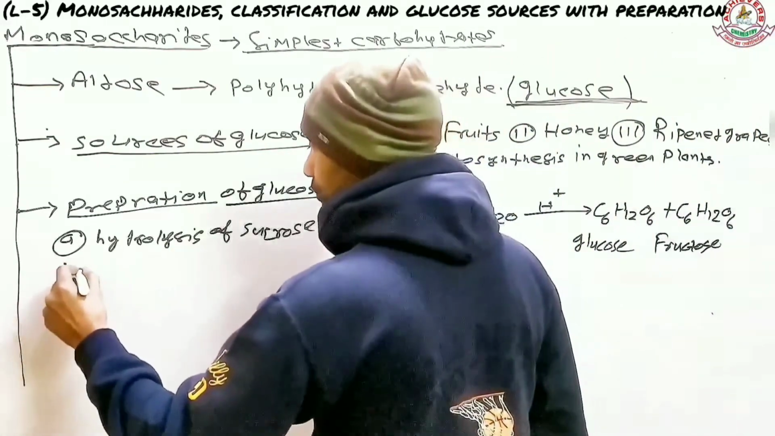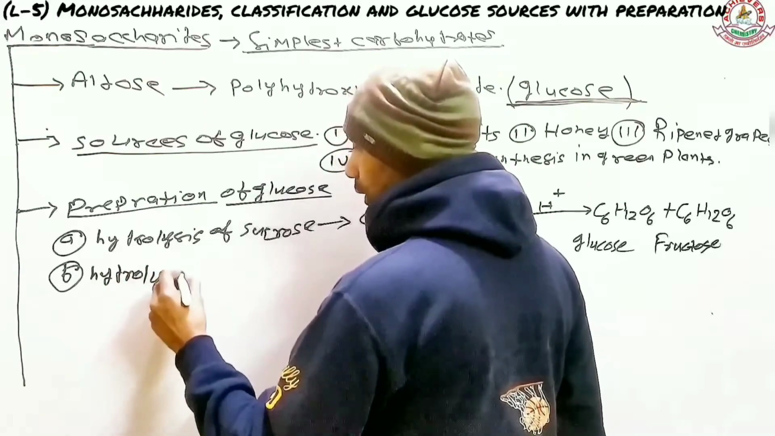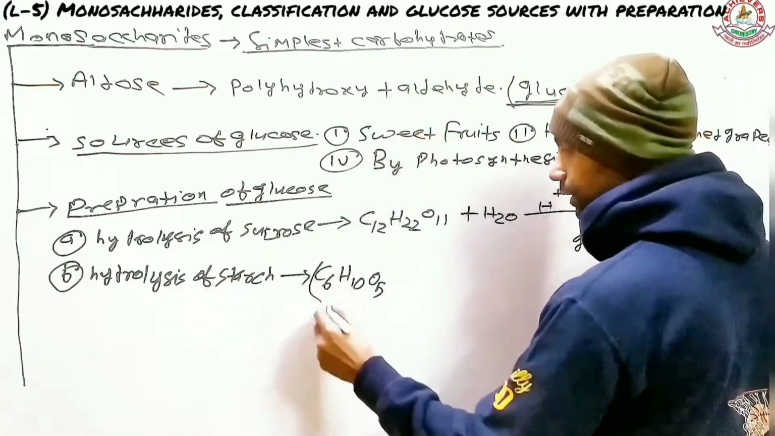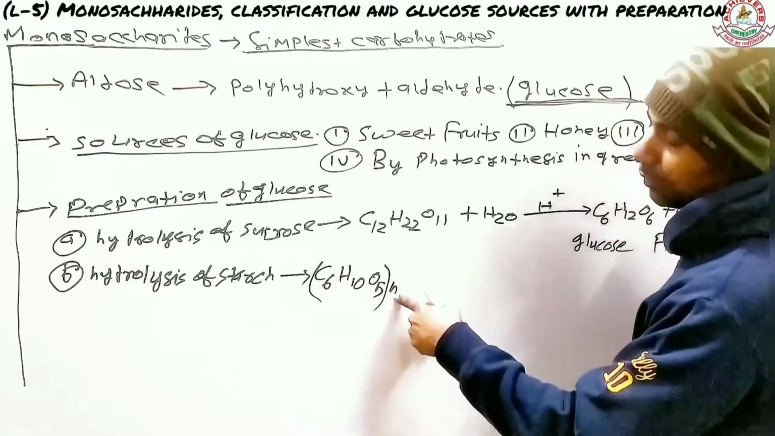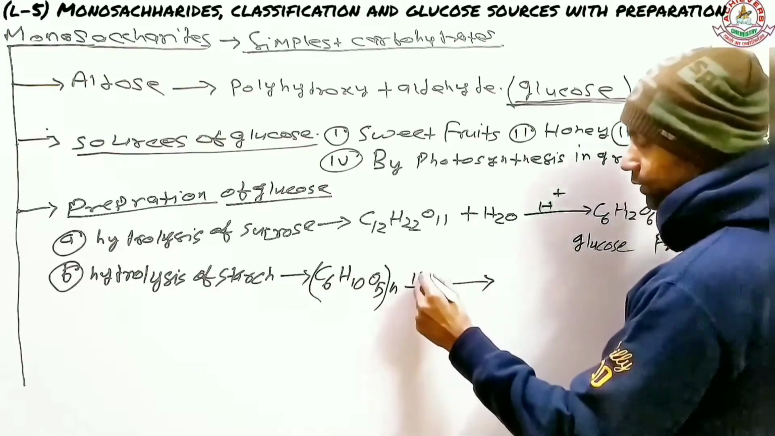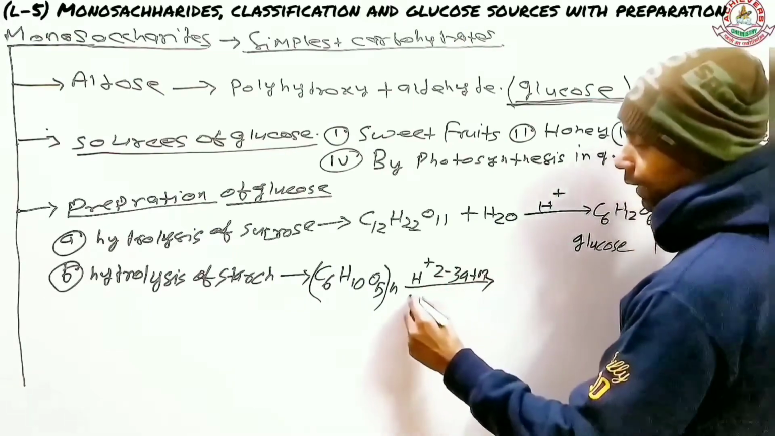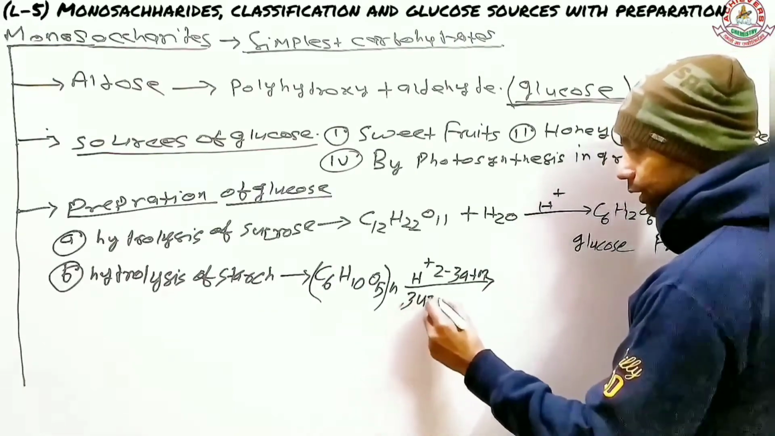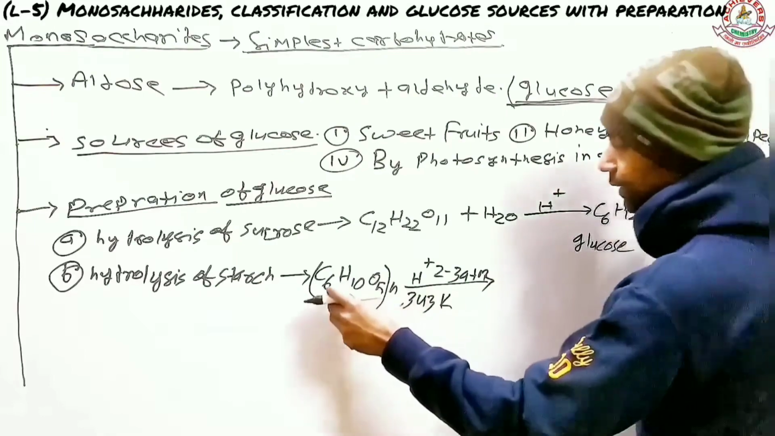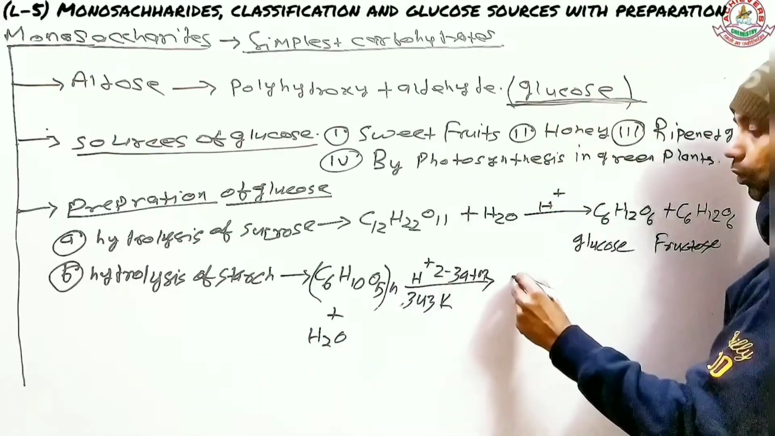So the first preparatory method for glucose involves hydrolysis of sucrose. Let's talk about the second one. We can do hydrolysis of starch. This is the formula of starch, and it is a polymer of this molecule, so I'm placing n over here. For hydrolysis, you need a small amount of acid, along with 2 to 3 atm pressure and around 343 Kelvin. These are not very important, but you should try to remember or recall everything. At this temperature, when starch is mixed with water, I forgot to write this water, it produces glucose.